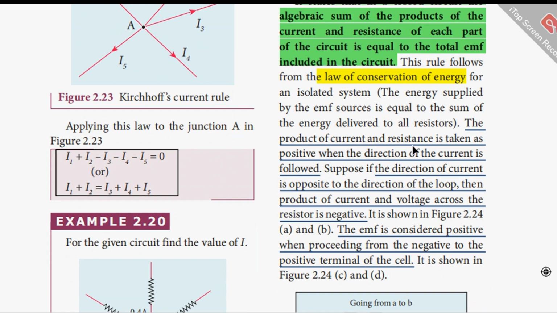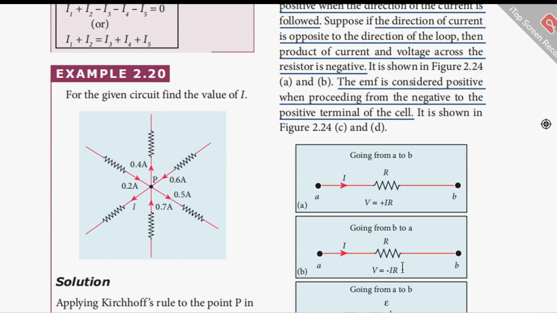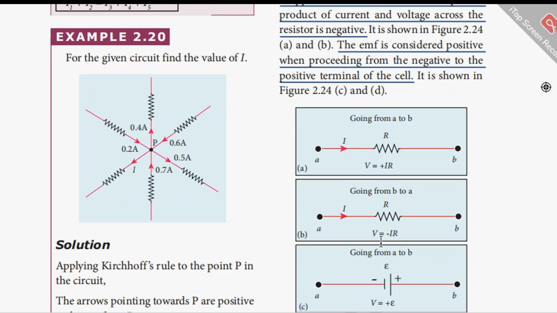The product of current and resistance is taken as positive when the direction of the current is followed. Suppose the direction of current is opposite to the direction of the loop, then the product of the current and voltage across the resistor is negative, and that is shown in figure 2.24a and b. Here V = +IR, whereas in this case V = -IR.